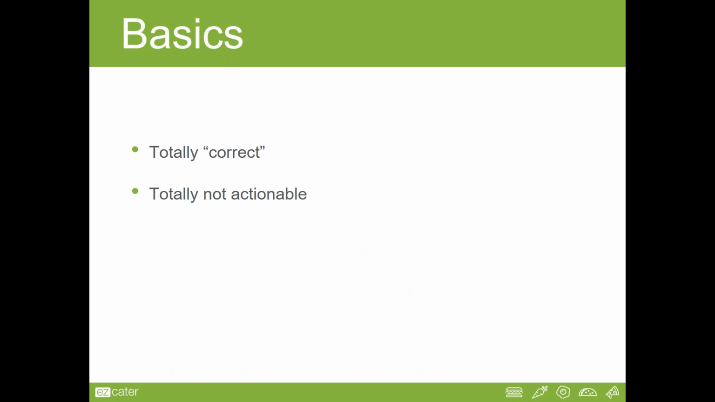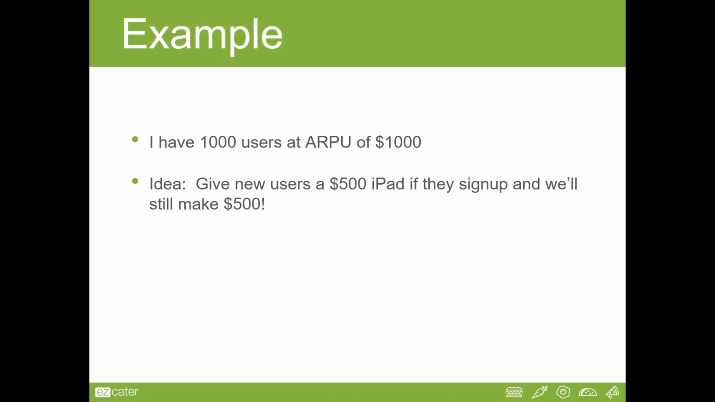This is totally correct and is totally not actionable for the use case that we're talking about today, right? We want to know whether or not the promotion we just released is giving us different customers. And there's nothing about this calculation that is going to tell us that, right? If this calculation says, hey, we've had 1,000 users and we average out, we get an ARPU of $1,000.